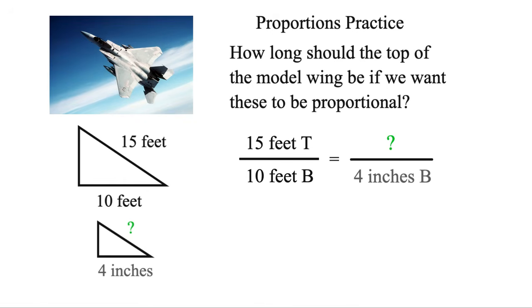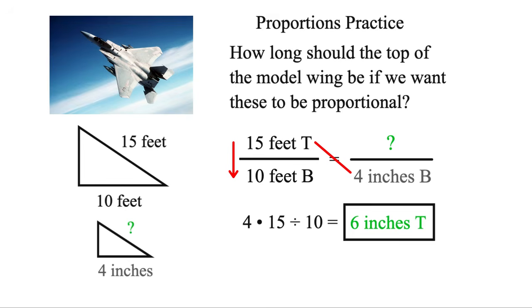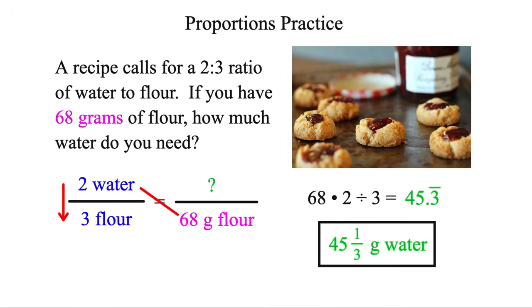Once again, we'll multiply diagonally, divide by what's left over. 4 times 15 divided by 10, and that gets us a nice even 6 inches. So that is the top of that triangle, or that wing right there. And we're all set. So as you can see, we could use proportions when we're making models to scale things down, or for recipes to scale things up.